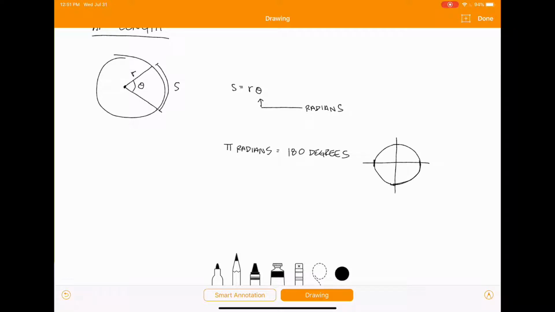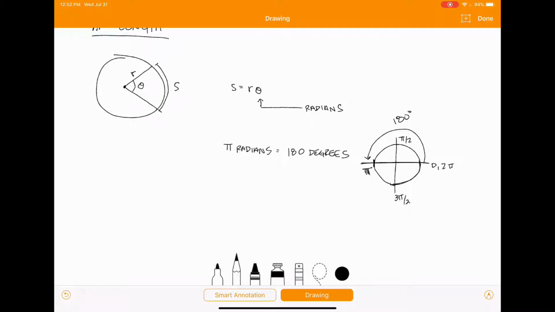And so over here, we're going to have pi halves, 3 pi halves, and 0 and 2 pi. So in order to get from here over to pi, that creates a straight line, which is 180 degrees. So 180 degrees is equal to pi.